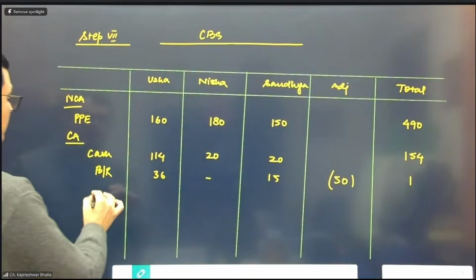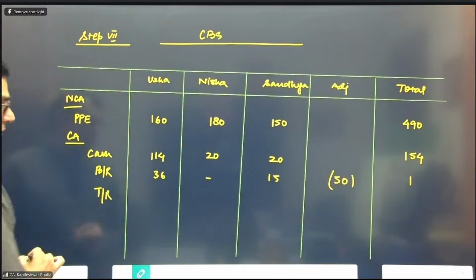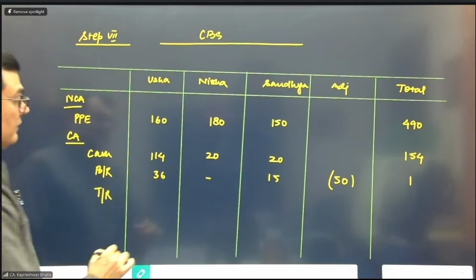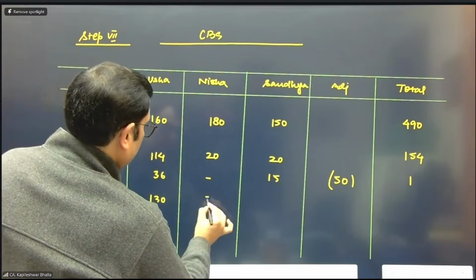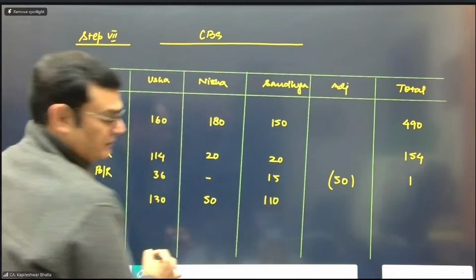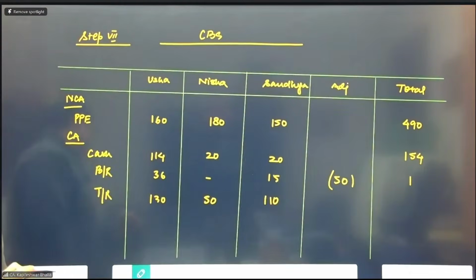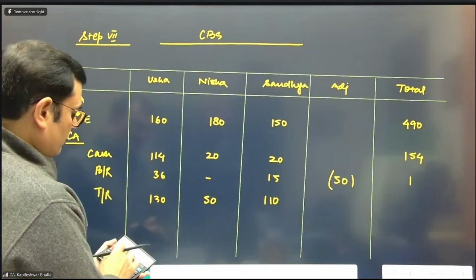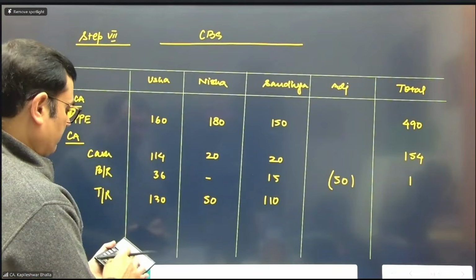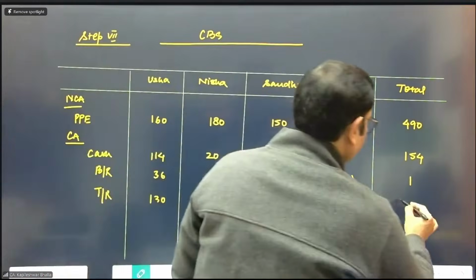Then there is a trade receivable. Trade receivable is, I think, appearing at 130, 50, 110. And I don't think there are any intercompany owings in this connection. So 130 plus 50 plus 110, 290.